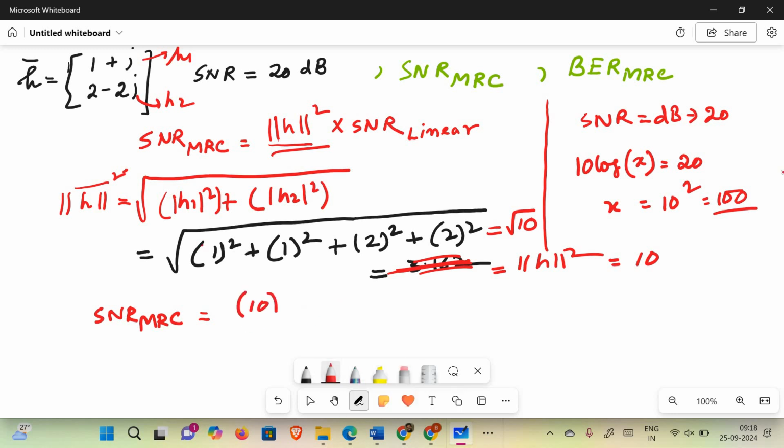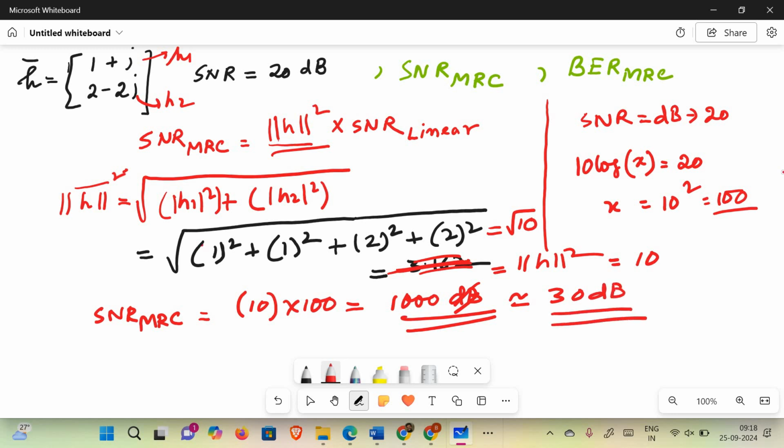So we have 10 multiplied by 100. So we are getting 1000 over here. Now, this is not in dB. This is in linear scale. You have to convert that again. So if you convert this to dB scale, you are getting a 30 dB answer. Please mention that this is not in dB scale.